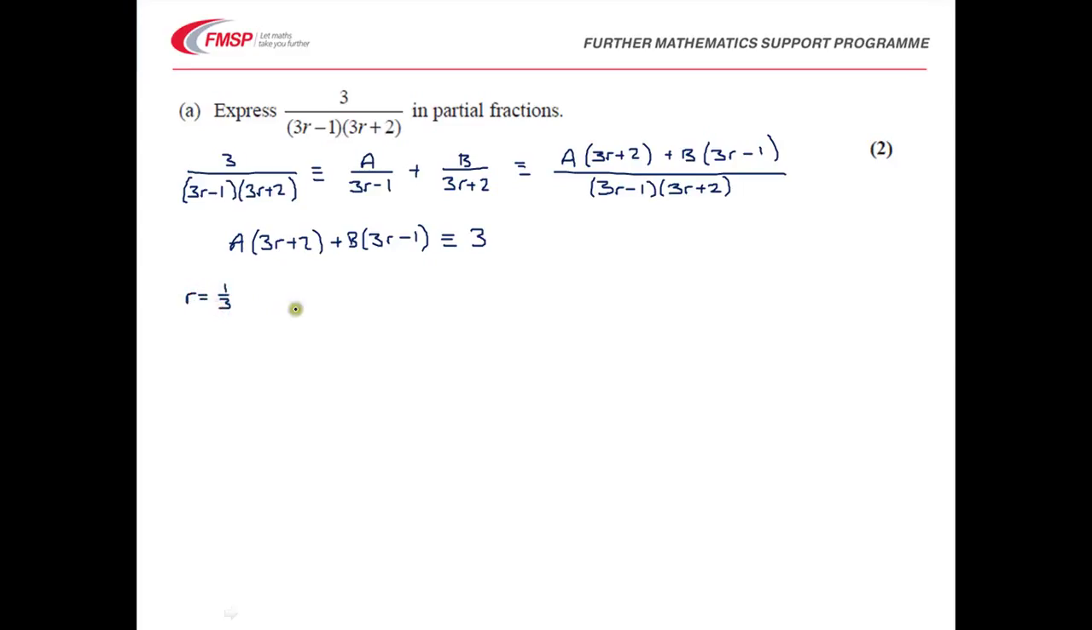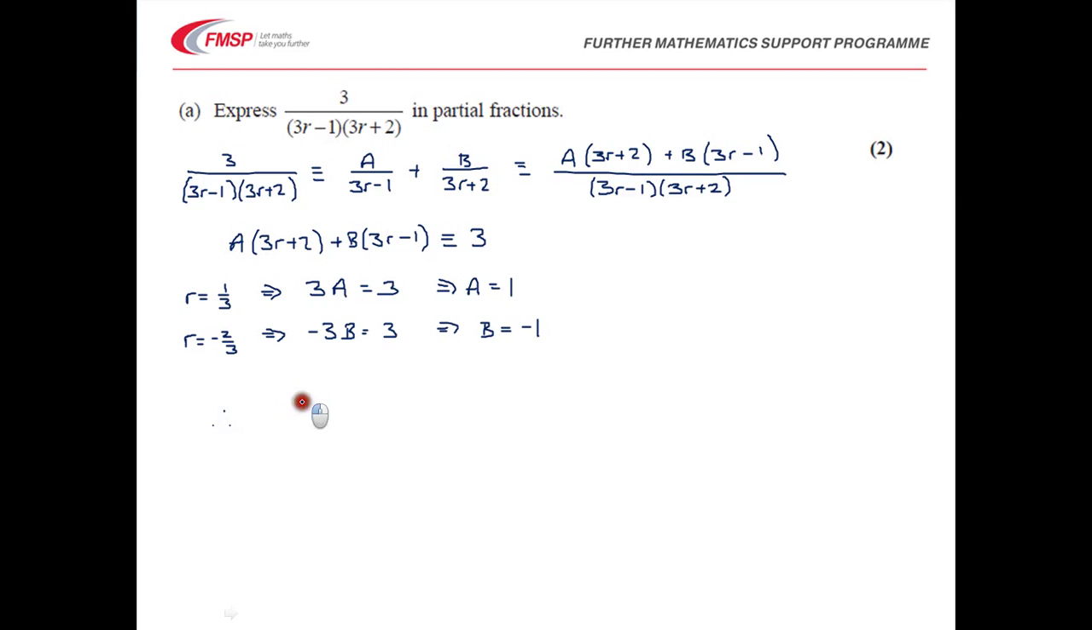If r is a third, the bracket for B is 0, and we just get 3 over 3, which is 1, plus 2 is 3. A times 3 is 3, and therefore A is 1. And if r is minus 2/3, the bracket for A disappears, and I get minus 3B equals 3, and therefore B is minus 1. So this identity here was true for all values of r, including the ones where the whole expression is undefined. And using that gives me an easy method of finding A and B.